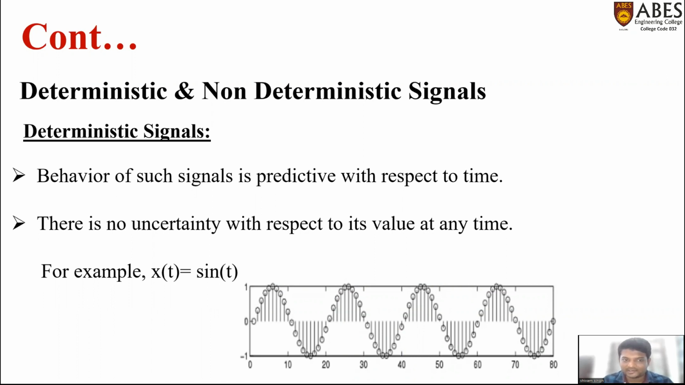For example, I have taken x of t equal to sine t. I told you the nature of the sine t waveform or sine waveform. So you will see positive half, negative half, and it is limited. Means it is ranging between -1 to 1, and the value for such type of signal is defined for each and every time instant, whether it is 0, 1, 2, 3, up to 10, 20, like that.